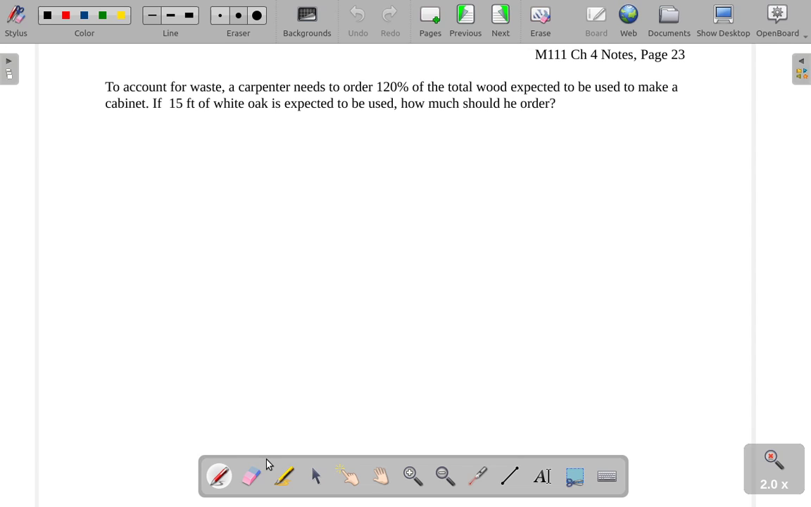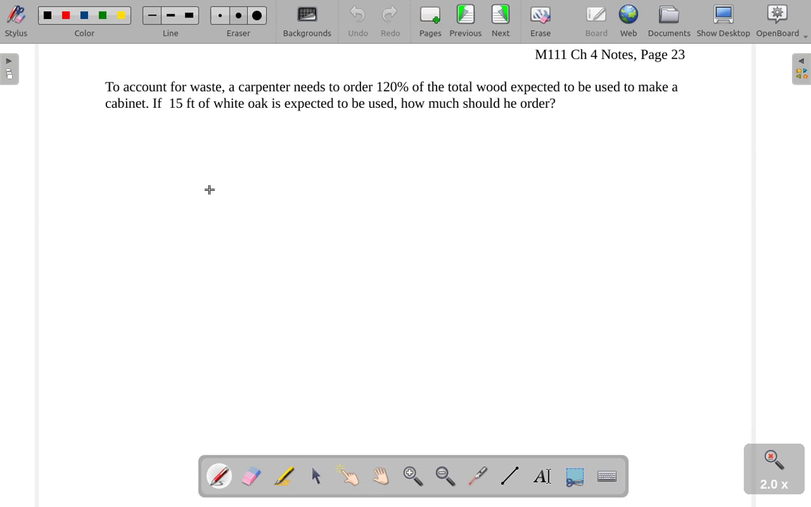To account for waste, a carpenter needs to order 120% of the total wood expected to be used to make a cabinet. If 15 feet of white oak is expected to be used, it's probably 15 board feet, I'm guessing, whatever. If 15 feet of white oak is expected to be used, how much should he order? So this is made a little bit more complicated just by the fact that there's some context to the numbers, but the same sort of technique can be used.